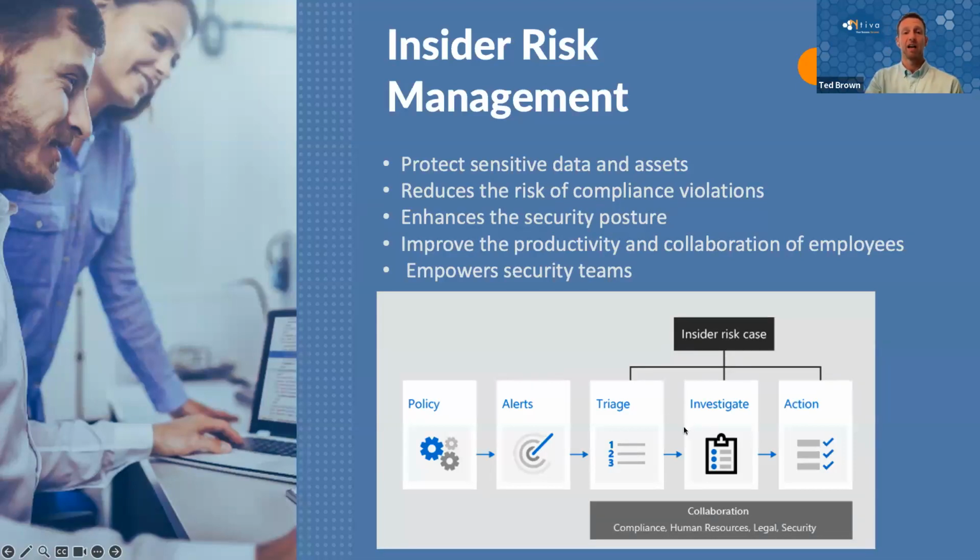Now, down below here, I have a graph of how this can go through. So people assign an insider risk management policy. You set up how you want the alerts to occur, and then it comes down to triage. As things alert, you're going to investigate and take action, and rinse, wash, repeat.